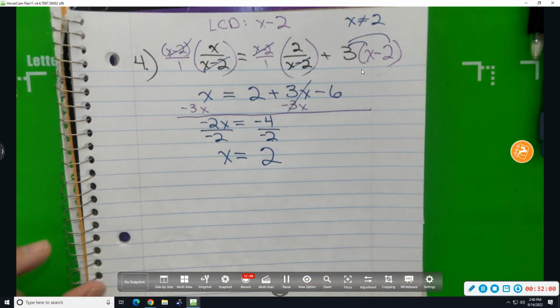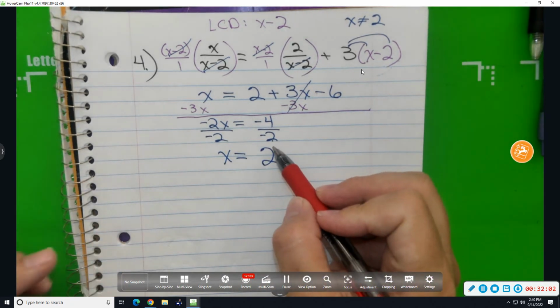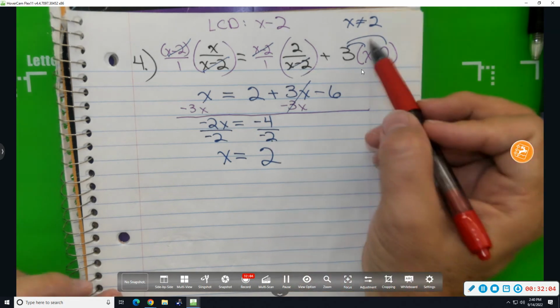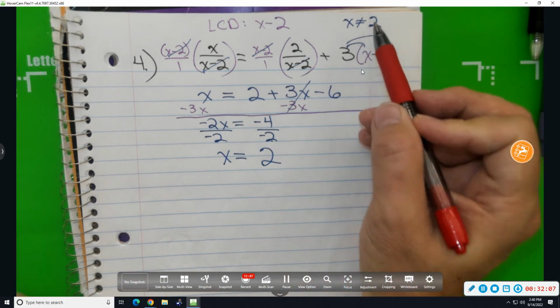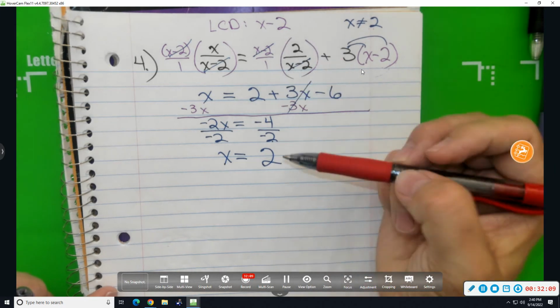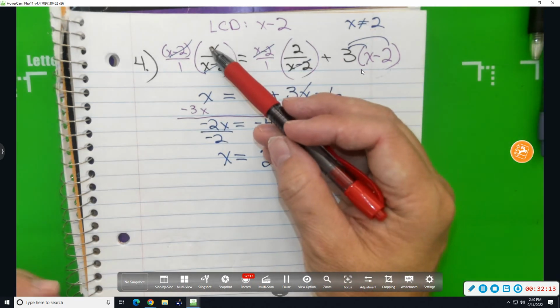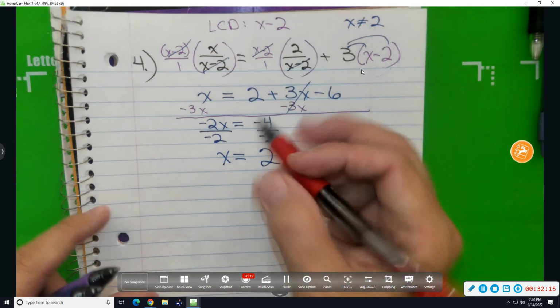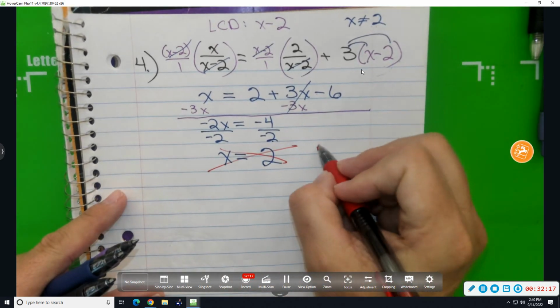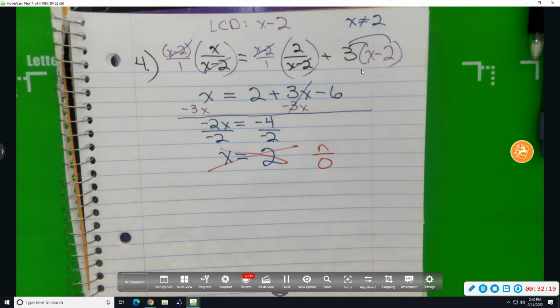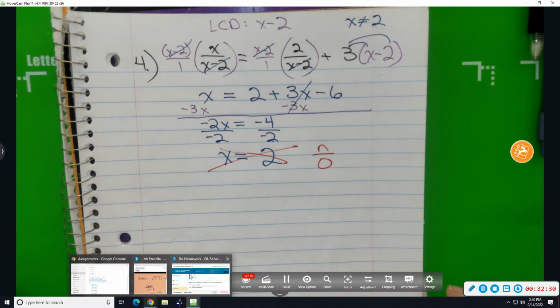And I start to circle this, and what do I notice? We said that x couldn't equal 2. It would give us a denominator of 0. If you tried to plug 2 into the original problem, you'd get 2 over 0 right there. That's a number over 0. Well, if 2 isn't the solution, then there is no solution. We didn't find another number as a solution.